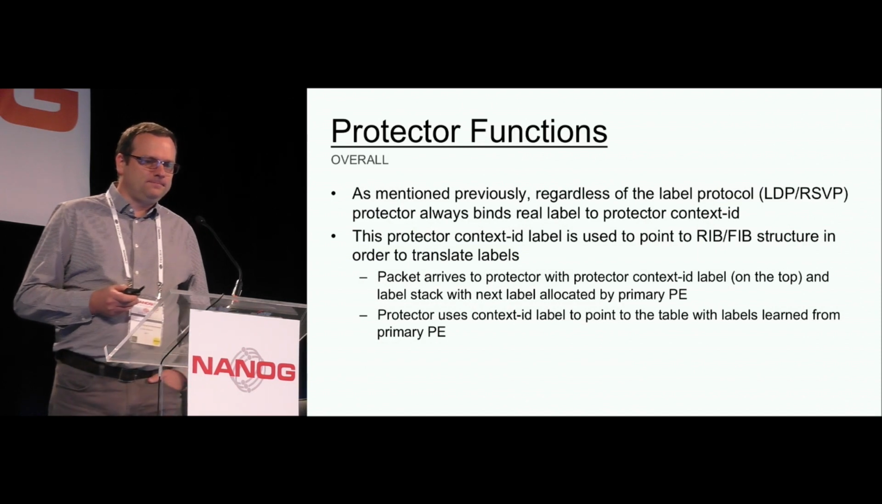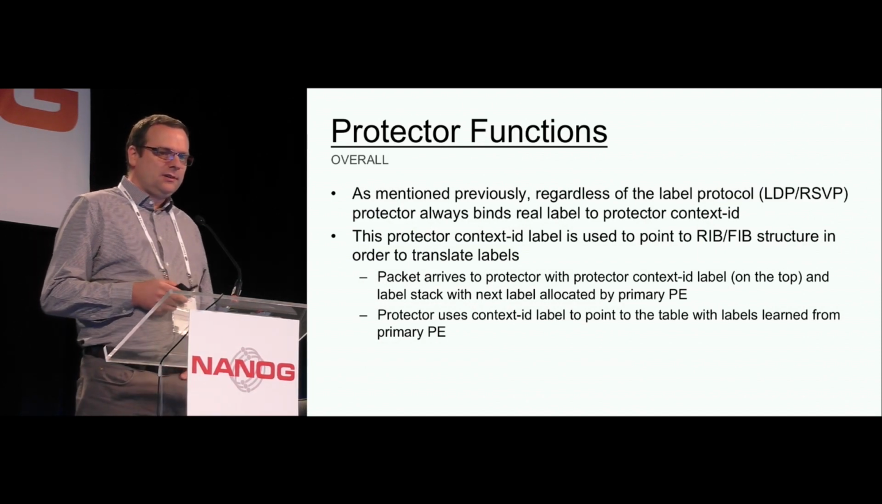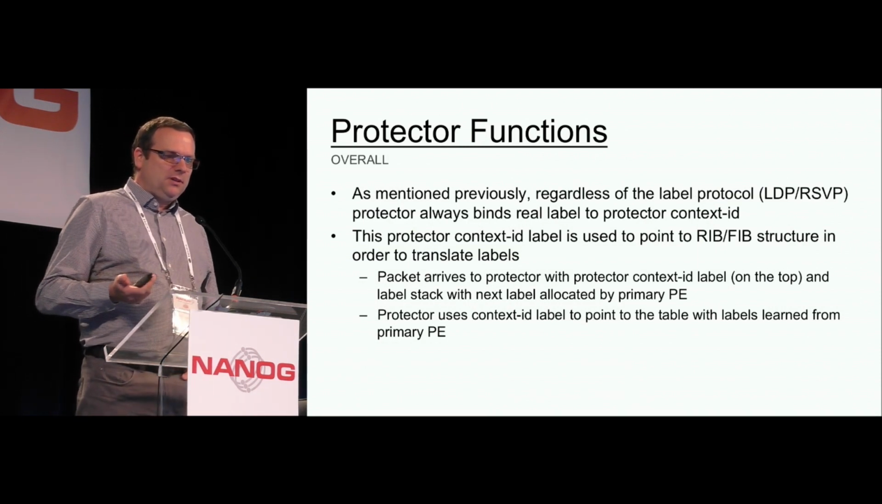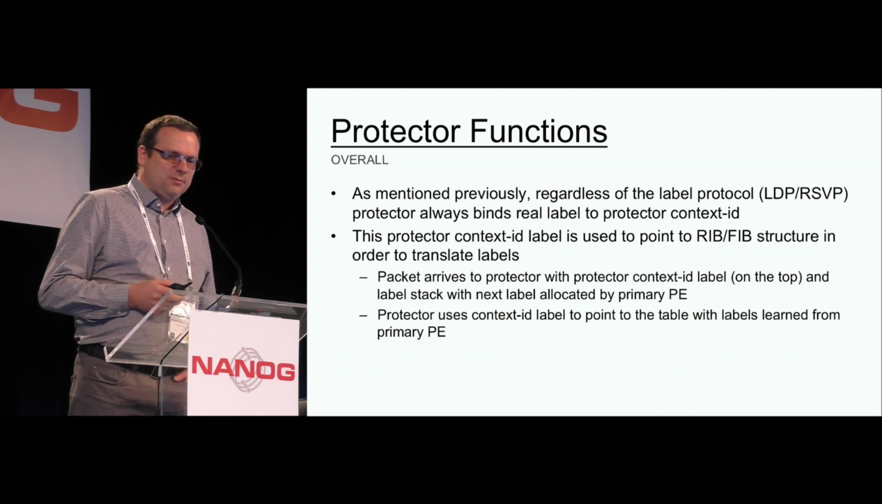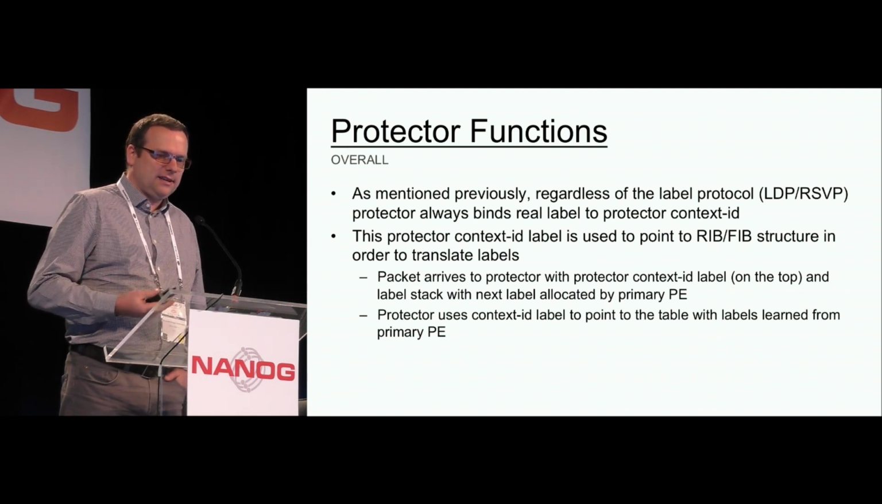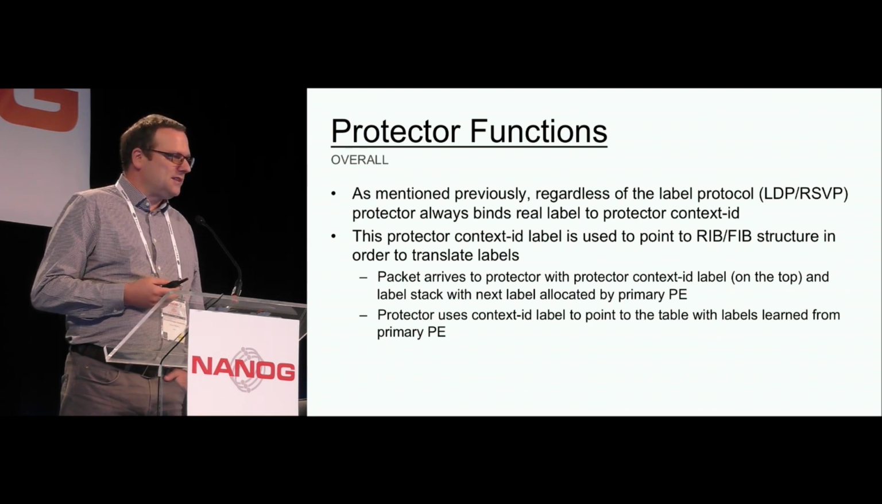So overall, in protector functions, this works regardless of whether we are using LDP or RSVP. So RSVP as well is supported, RSVP with facility backup, so node-link protection. And the protector binds the real label, this context ID label, as we call it, to some special RIB and FIB structures in order to translate the labels.